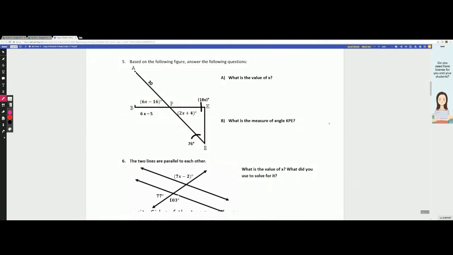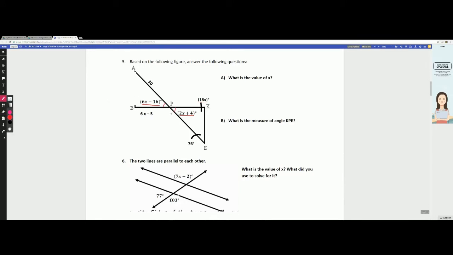All right, number 5. So based on the following figure, let's answer these questions. All right, value of x. First things first, notice here how they just throw in this expression with x, this expression with x, and this expression and this expression. Let's work with something we got, okay? They're throwing out a lot of expressions that have x, but let's figure out what's what.